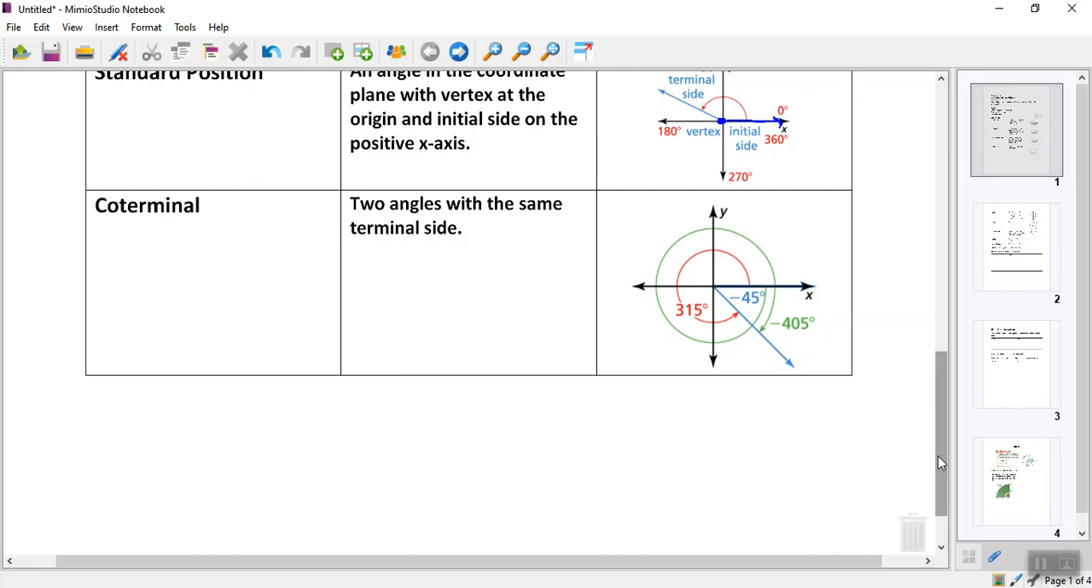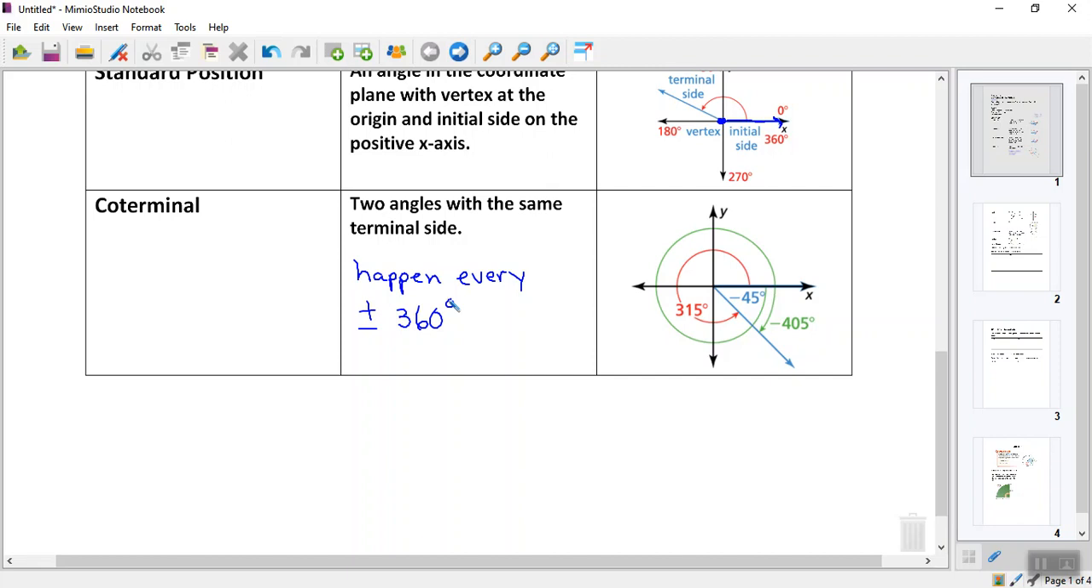So coterminal angles, really, guys, are two angles with the same what? Terminal side. And they're going to happen every plus or minus 360 degrees. So for instance, right here, kids, if I went 315 degrees counterclockwise to get there, couldn't I go another 360 from here and get back to here? Kids, I have a question. What would 315 plus another 360 equal?